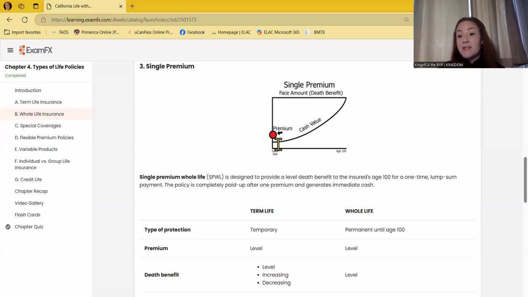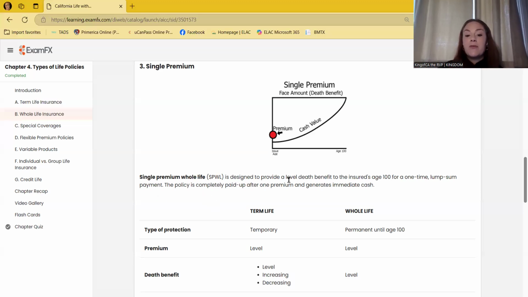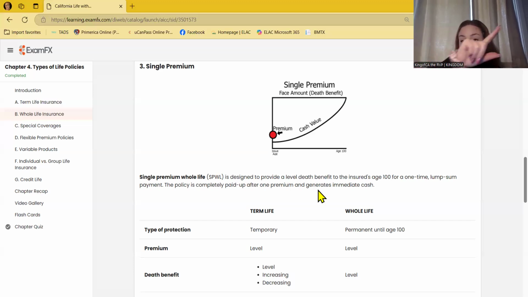This you will probably never see in your life. It's for people who have an obscene amount of money just sitting under their mattress. Or if someone comes into an inheritance or something like that and they want to put part of it into a life insurance policy, they can do it this way. So single premium whole life is designed to provide a level death benefit. The death benefit is going to remain level.